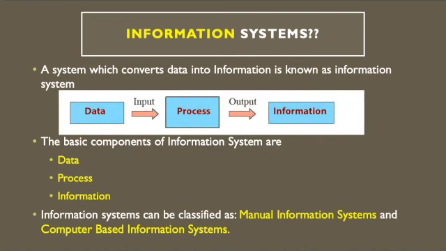Now see, information systems can be classified into two. To give data and get information, there are two ways. One is manual information systems, and the second is computer-based information systems. So we should not think an information system means a computer. It may be manual also.